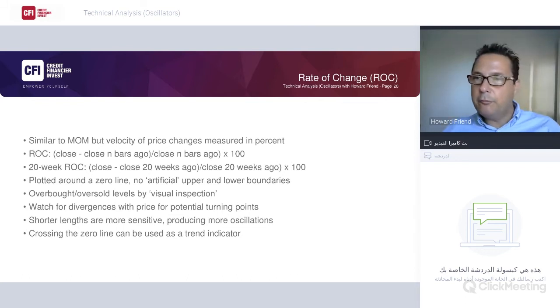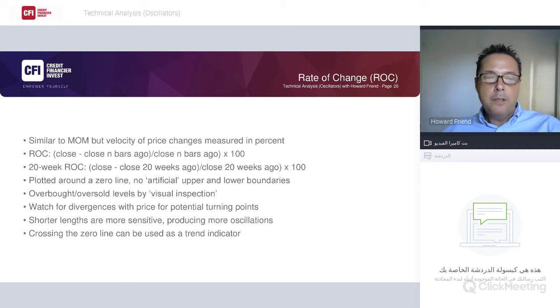Now, different markets will have different thresholds, depending on how volatile they are. So obviously, it's good to know your market. So again, with the rate of change, we should be looking for not only levels of overbought and oversold, but also for divergences with the price, because they can give us an indication that a given move has run out of steam and is ready for perhaps a turn in trend.